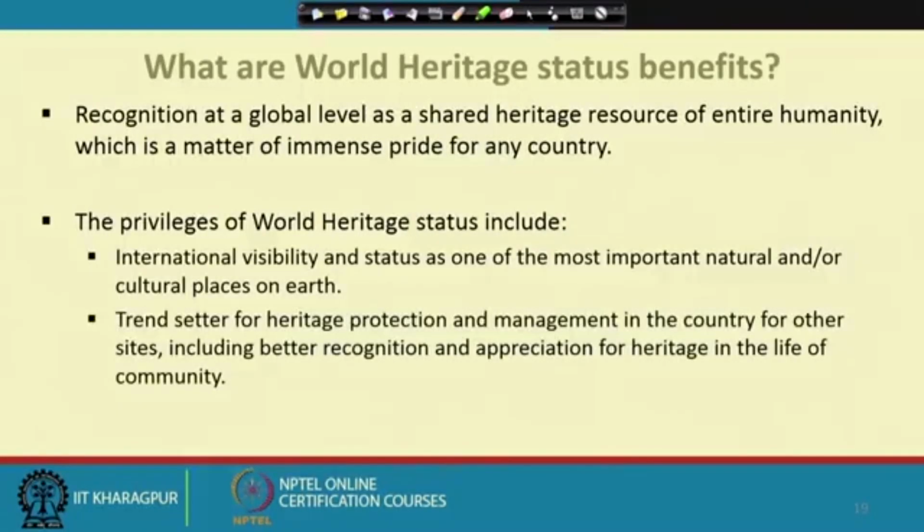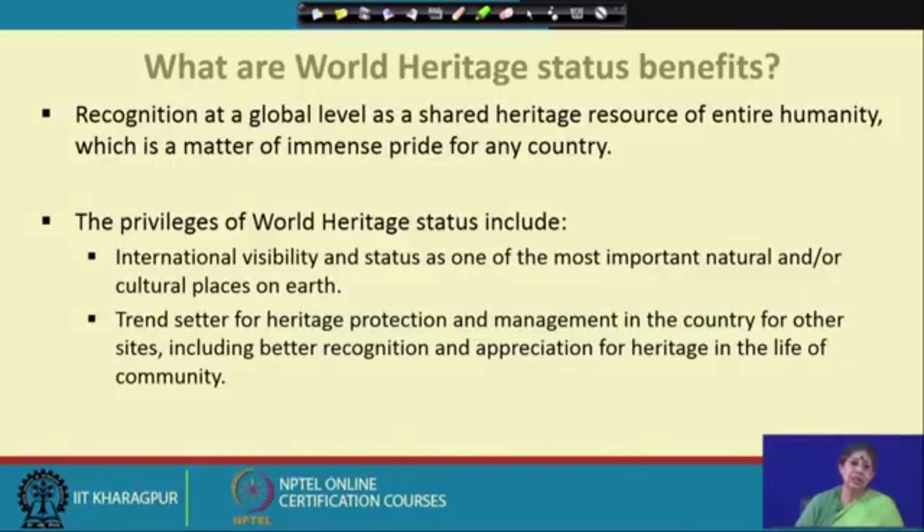It is also a trendsetter for heritage protection and management in the country for other sites, including better recognition and appreciation. It almost works as something to look up to, in terms of how it is managed and why it is there. It is not that every site has to be declared a World Heritage Site, but it actually gives a trendsetter for heritage in the life of the community, apart from the visibility.